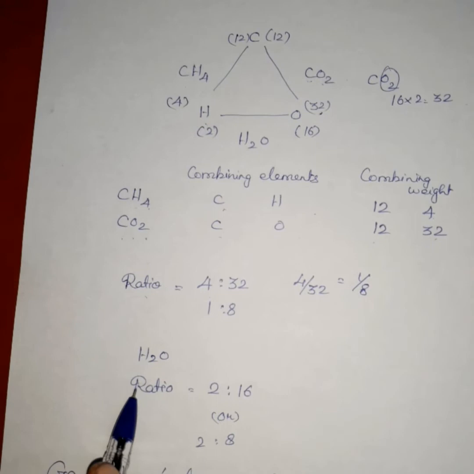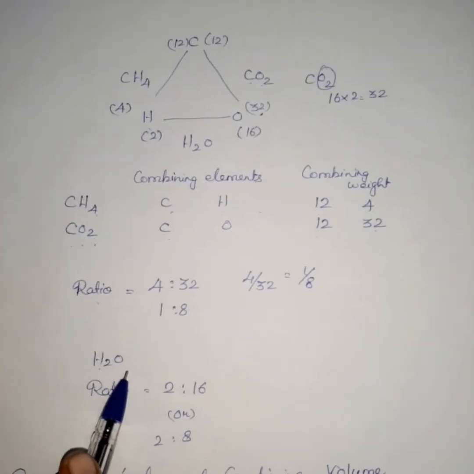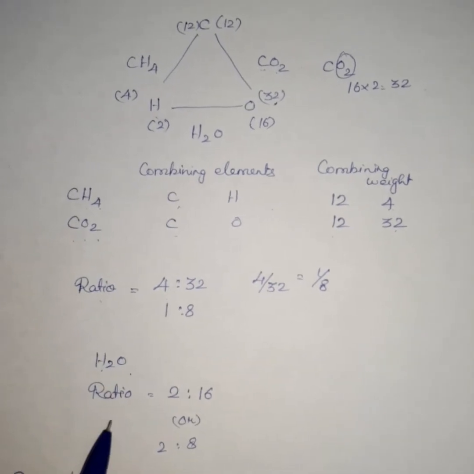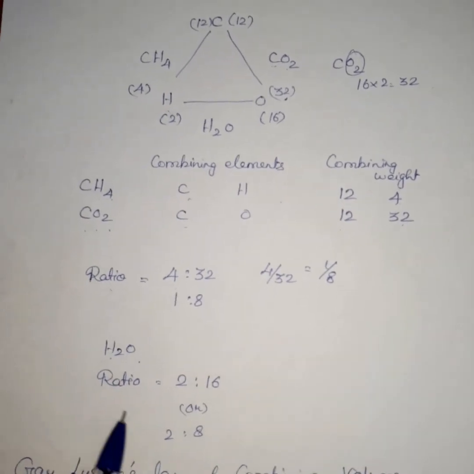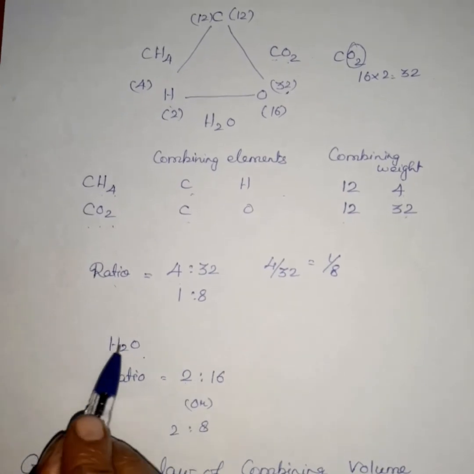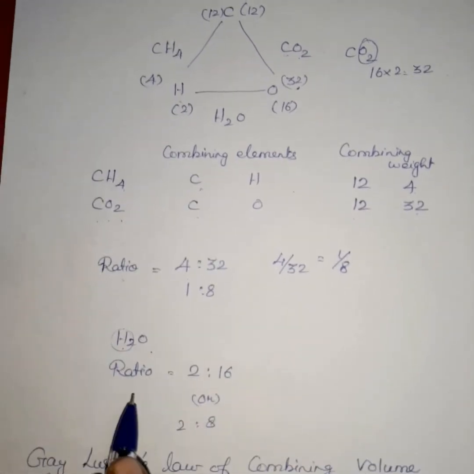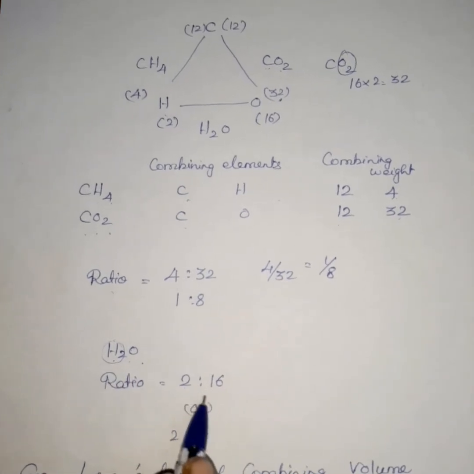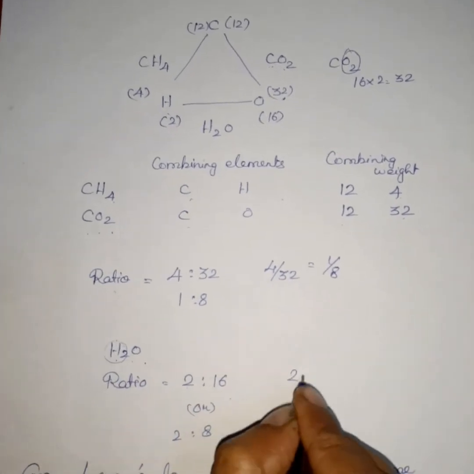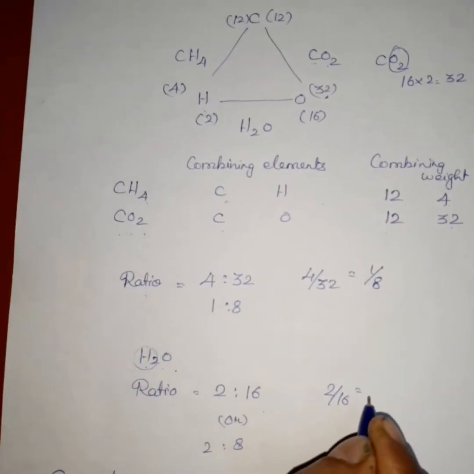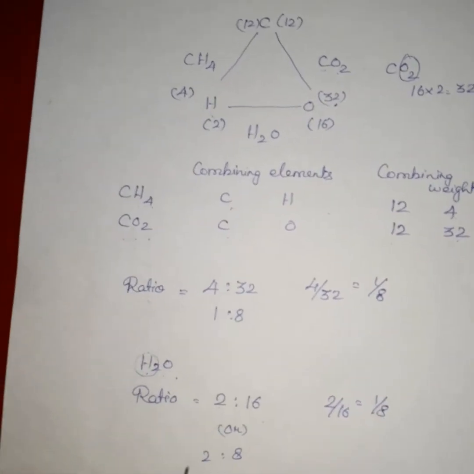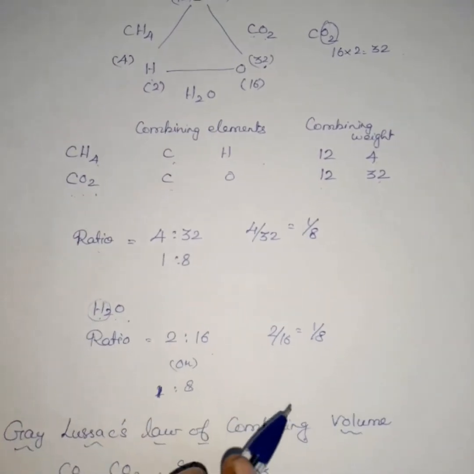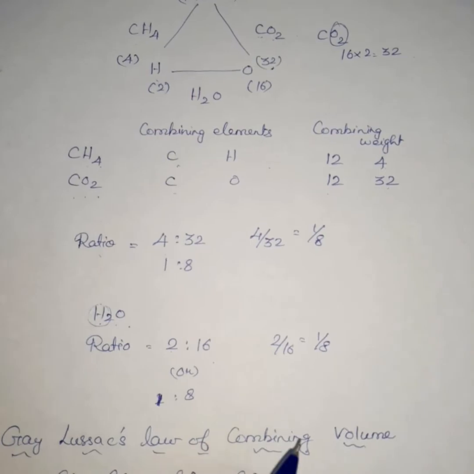Next one, the hydrogen and oxygen combine to form H2O, water. So the ratio of the mass of hydrogen to oxygen: 2 hydrogen atoms, so 2 into 1, 2 is to oxygen 16. So 2 is to 16. So 2 divided by 16 is equal to 1 divided by 8. So 1 is to 8. Okay, do you understand clearly the law of reciprocal proportion?